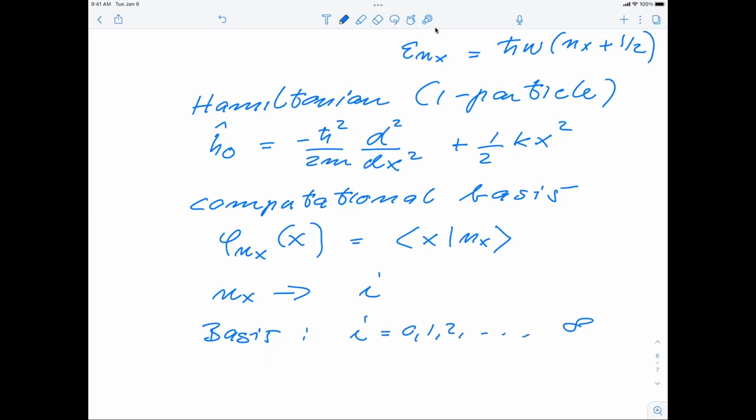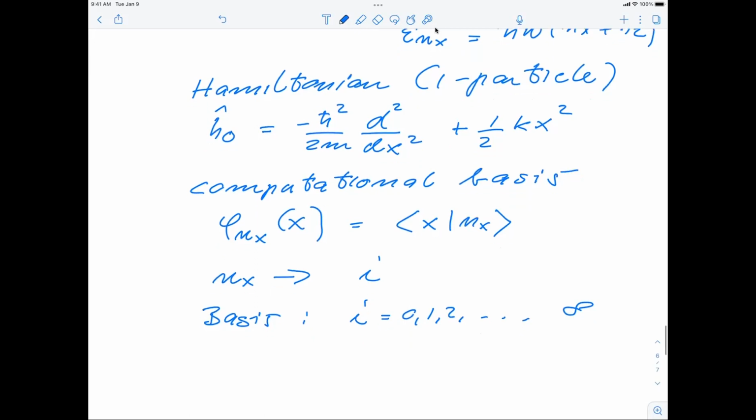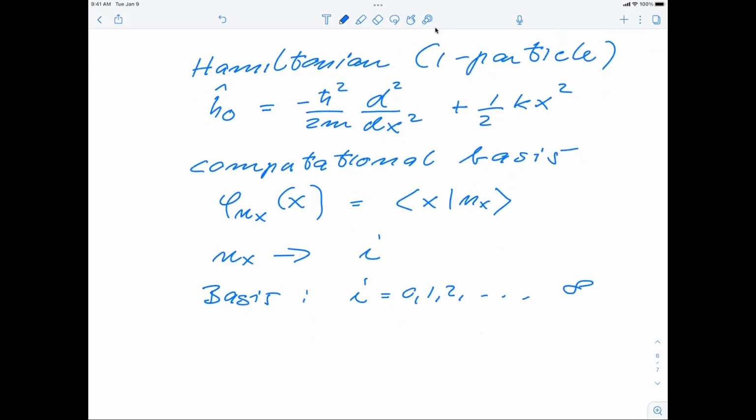Now, you see immediately now one problem which we have to deal with. We cannot deal with infinities. So one of the things which we end up doing in many-body physics is to make a truncation here. So we will truncate at some value lambda.